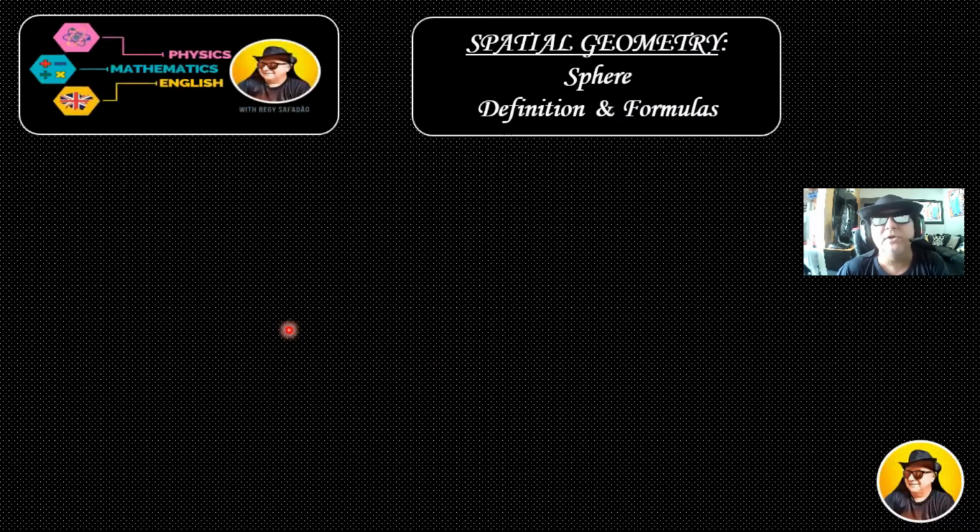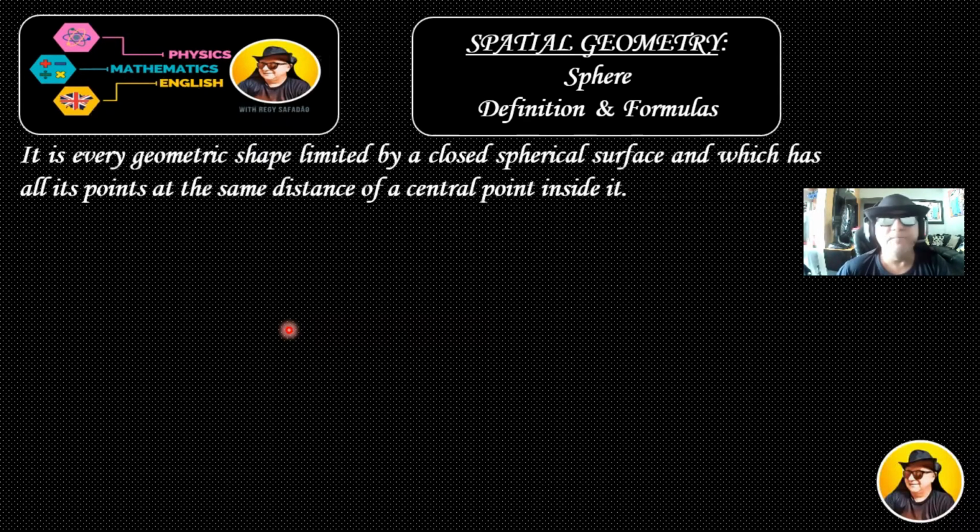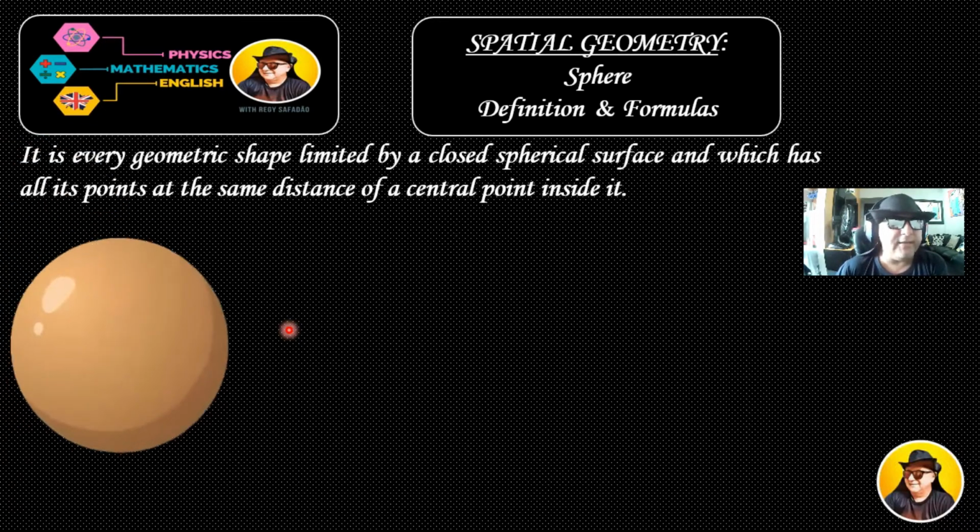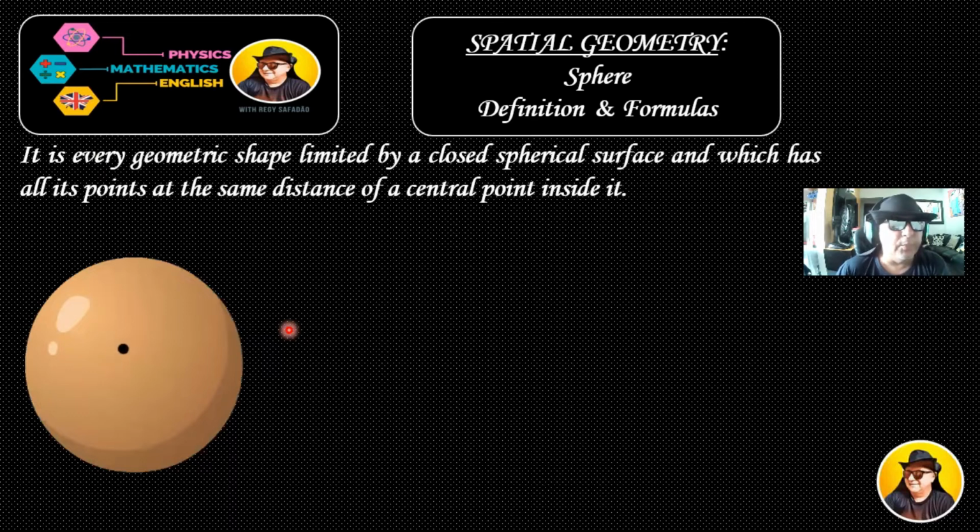And the next one is going to be the sphere, definition and formulas. In some countries around the world, people say sphere, but both of them are the same thing. What is a sphere? It is every geometric shape limited by a closed spherical surface and which has all its points at the same distance from a central point inside it. Suppose this central point is right there in the middle of the sphere. This is the radius r.